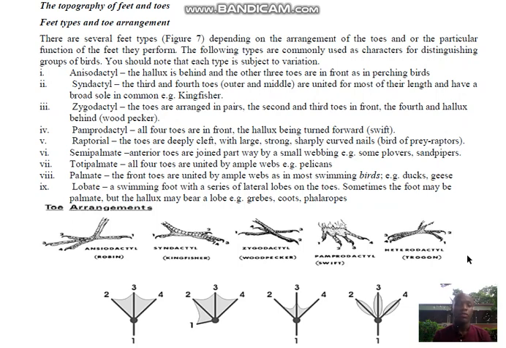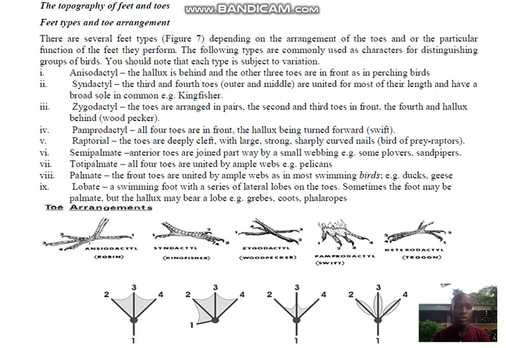For the palmate, the three front toes are united by an ample web, which is in most swimming birds. A good example is geese and ducks. And lobate, a swimming foot with a series of lateral lobes on the toes. Sometimes the foot may be palmate, but the hallux may be lobed. A good example would be the grebes, coot, and phalaropes.